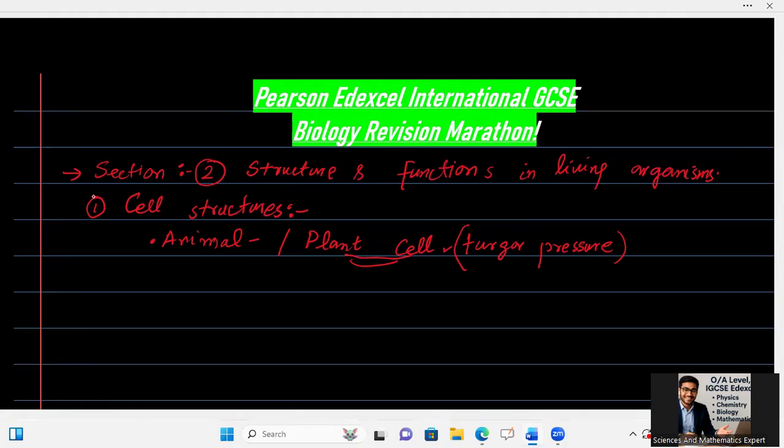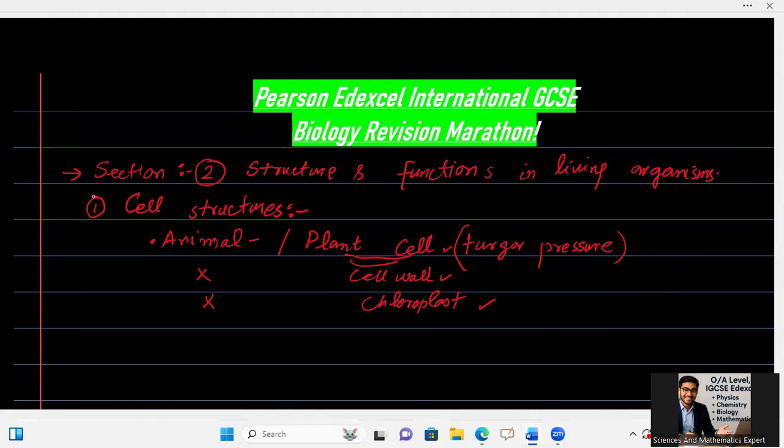If I talk about the difference between animal and plant cells, first of all, plant cells have a cell wall, animal cells have no cell wall. And if I talk about chloroplast, chloroplast is present in plant cells, but it is not present in animal cells.